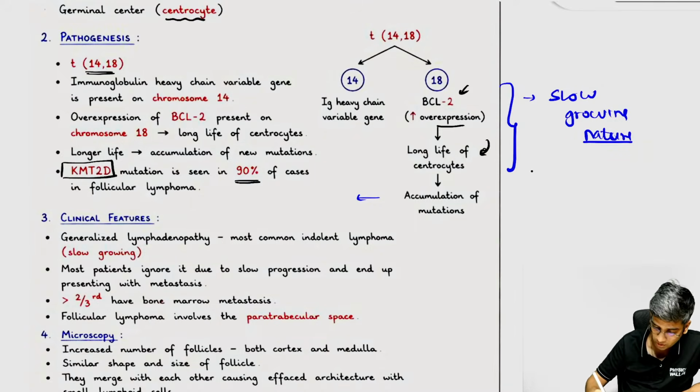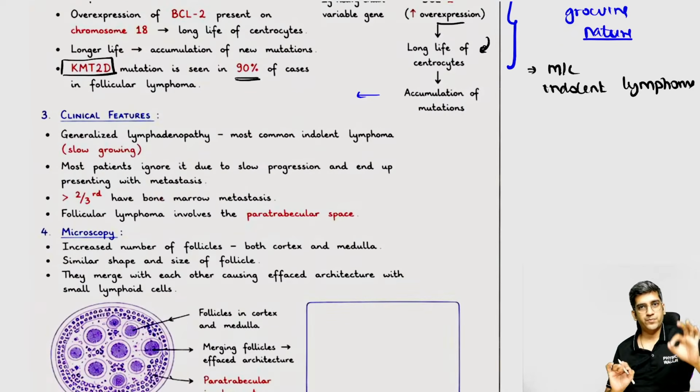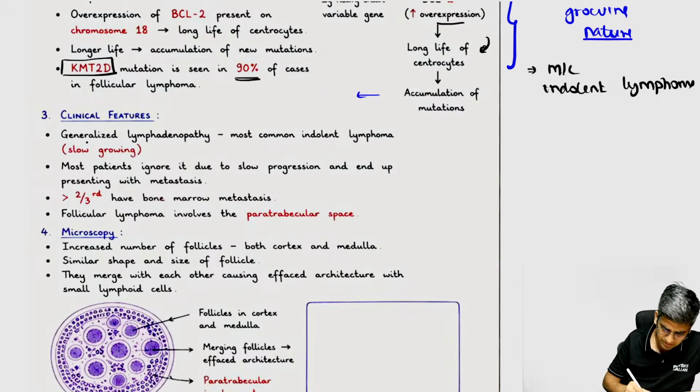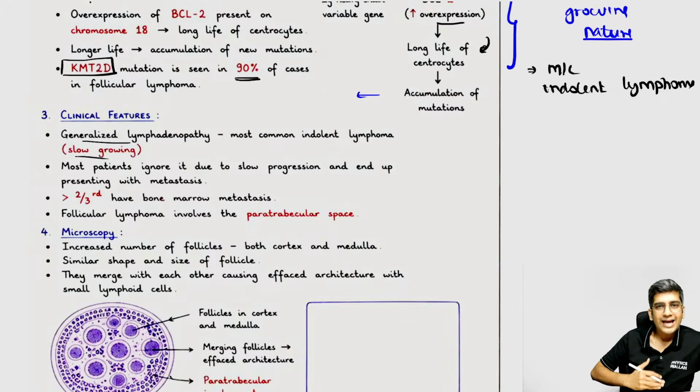And here the most important thing is that it is the most common indolent lymphoma. Indolent is very, very slow. It's the most common indolent lymphoma, which I want you guys to remember, right? Clinical features. Being very slow growing, generally they don't spread, right? It stays in a single group of lymph nodes. You might have generalized lymphadenopathy, but mostly very slow growing. Will have history for years together, okay?